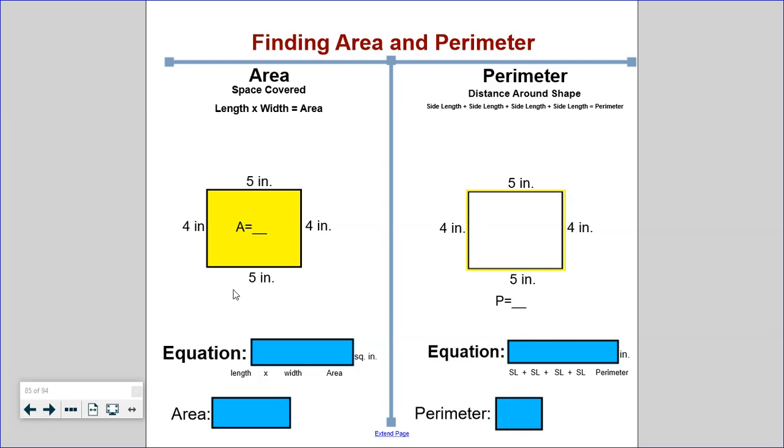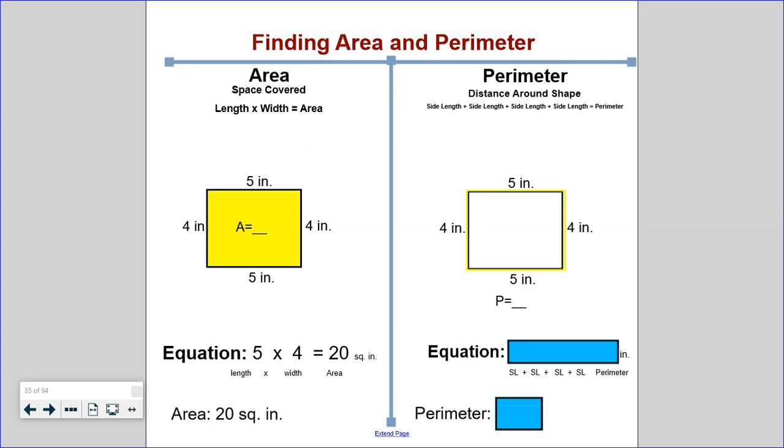Okay, so what equation would we use? Well, we do length times width, and that's going to equal the area. The length is 5 and the width is 4. So we would do 5 times 4. And what is 5 times 4? It's 20. So the area is 20 square inches.